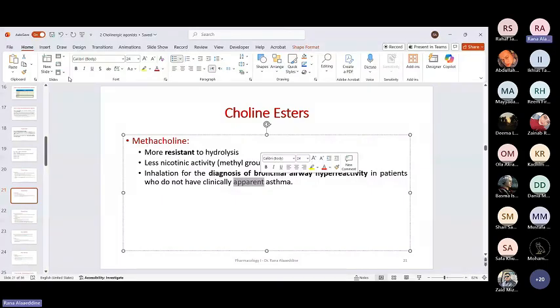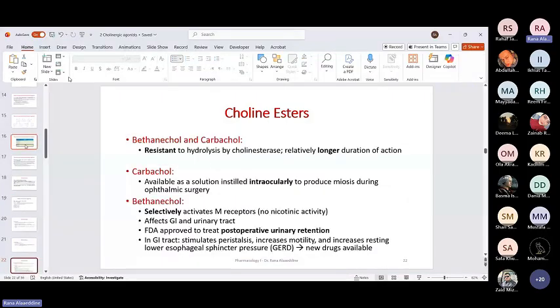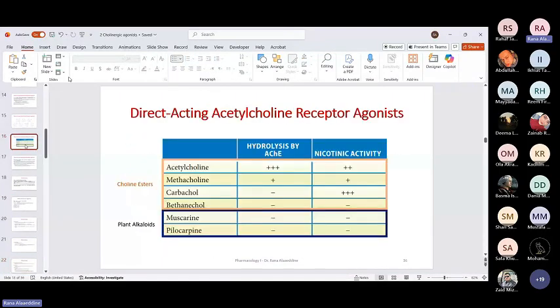What else? The two drugs, bethanechol and carbachol. Both of those are not hydrolyzed by cholinesterase, which makes them have a longer duration of action. Whereas, take a look, carbachol is still having nicotinic activity. So can I use this orally in the form of oral dosage forms to target everything in the system?